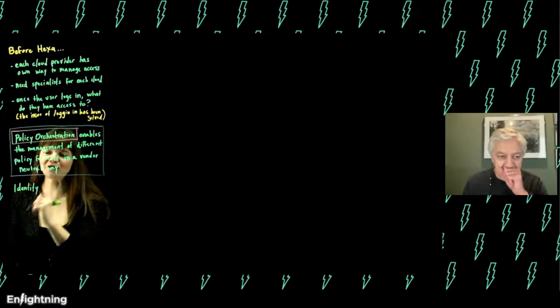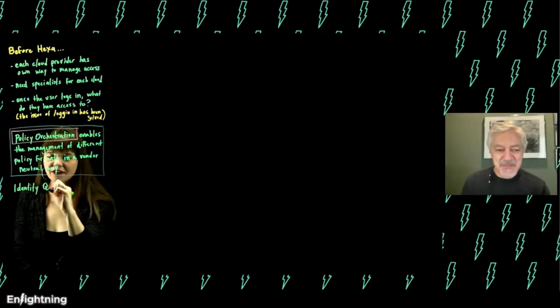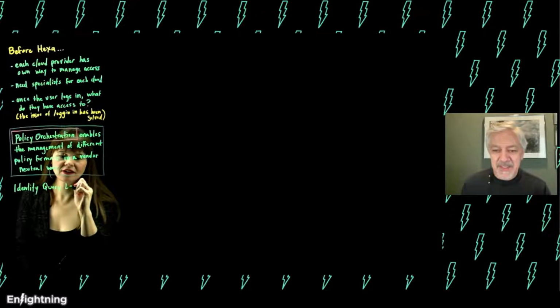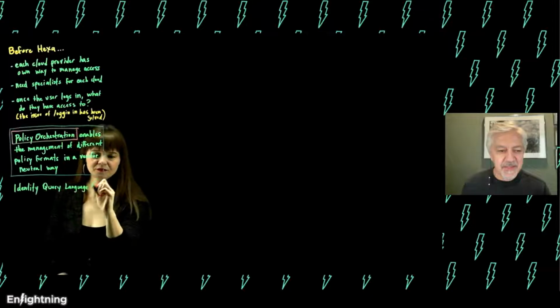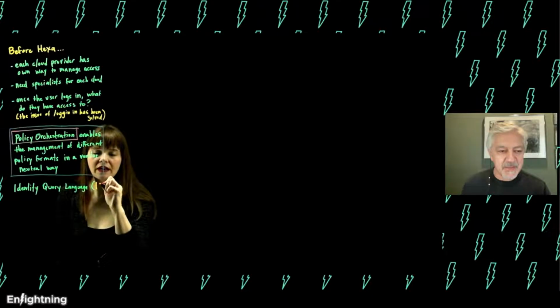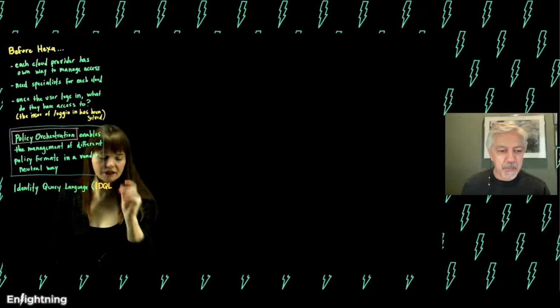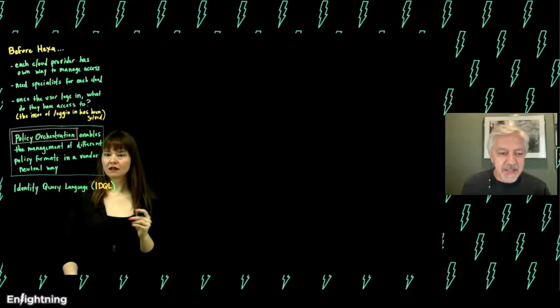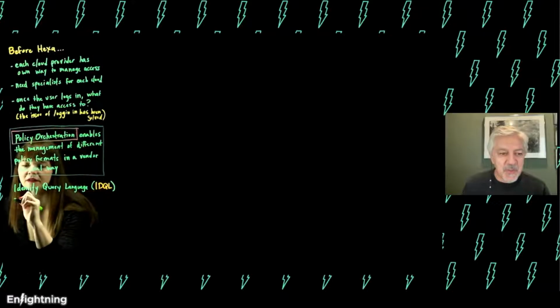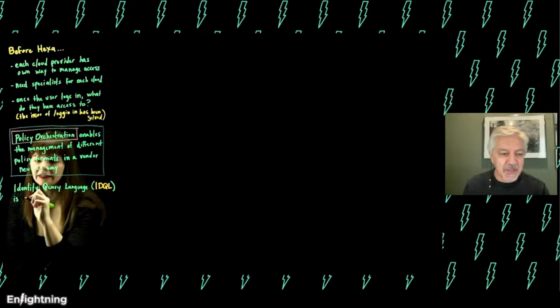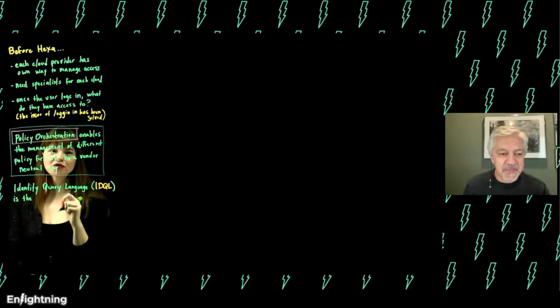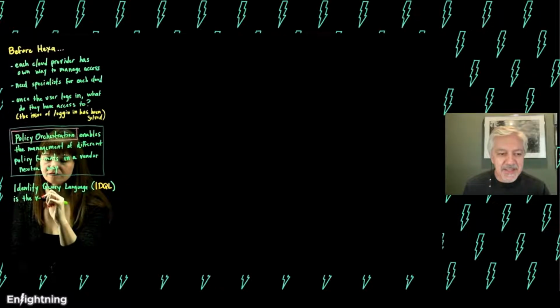I'm going to write out the full thing this time. And then I'll abbreviate it for the rest. IDQL. And will you define that for me, please? Yes, this is the neutral format for defining policies, or the neutral standard for defining policies. By neutral, we mean vendor neutral, right? Yes, yes.